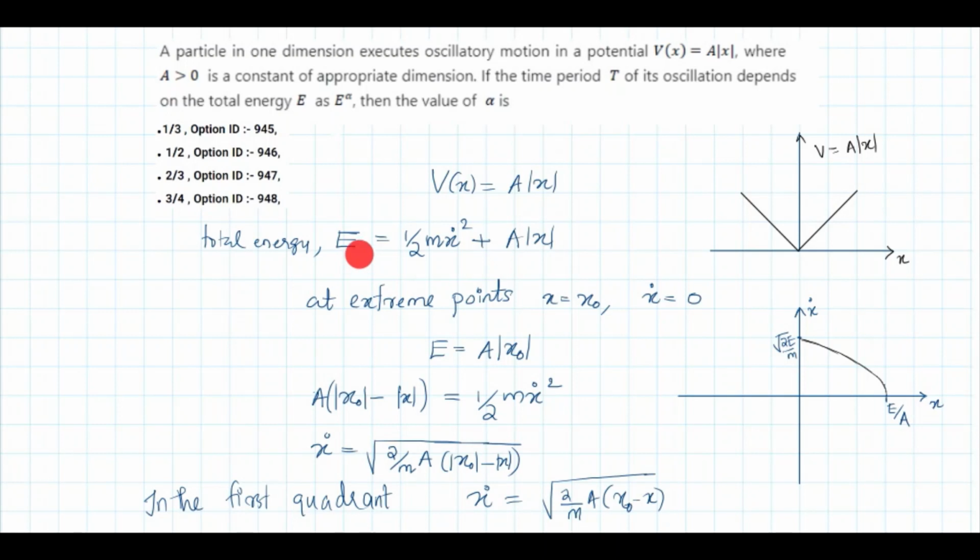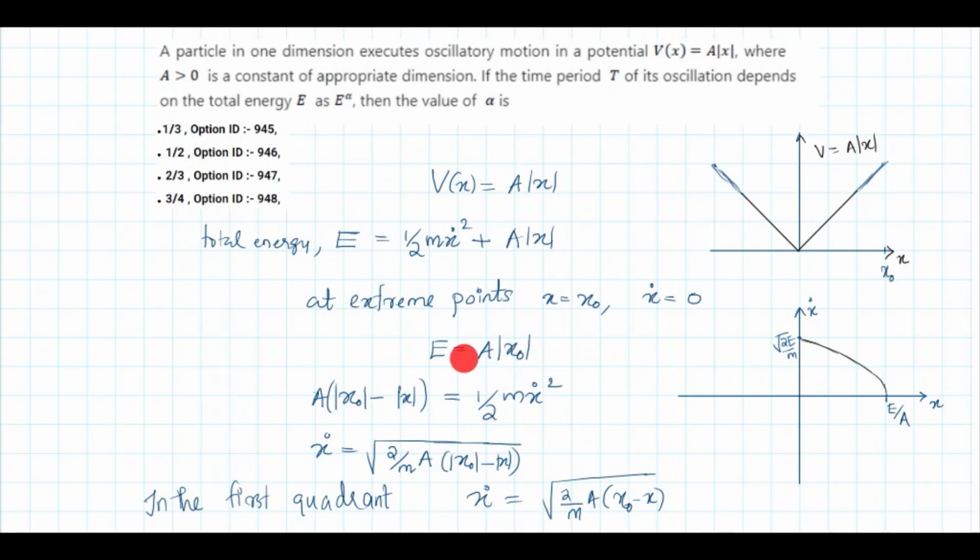What is total energy? Total energy of the particle E is kinetic energy plus potential energy. In one dimension you have only one variable x, then velocity is x dot and kinetic energy is half m x dot square, plus potential energy is A mod x. At extreme points, if this is the extreme point x naught, then at extreme points the velocity becomes 0, x dot becomes 0, and if you put x dot equal to 0, E equal to A mod x naught.